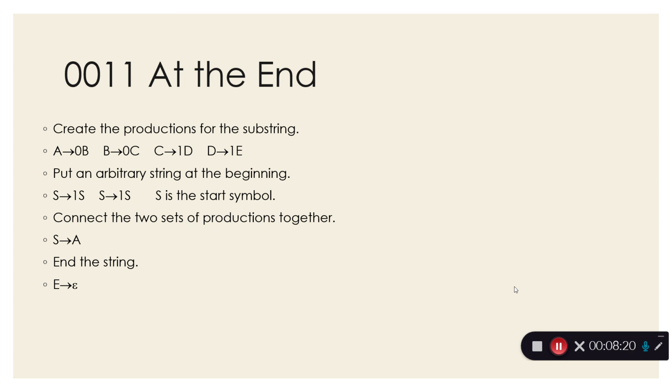Oh dear. Should say S goes to 0S, S goes to 1S. There's a typo there in the first production. S goes to 0S, S goes to 1S. S is the start symbol. And then we'll connect the 2 sets of productions together by saying S goes to A. I could have done it the way I did the previous example, but I wanted to show 2 grammars done in 2 pieces connected together with a production of the form S goes to A.